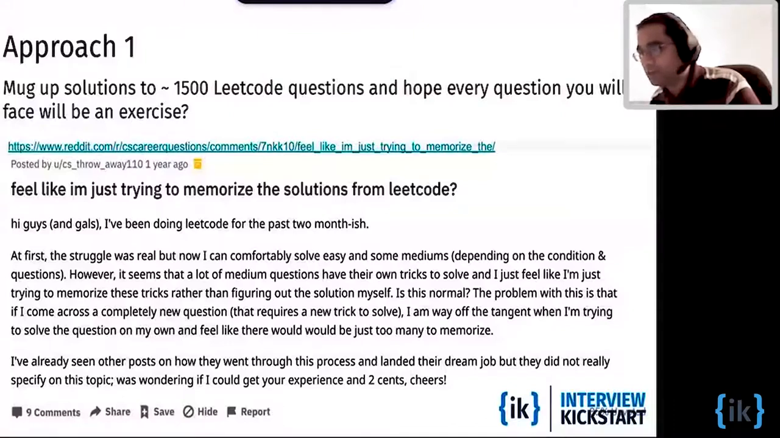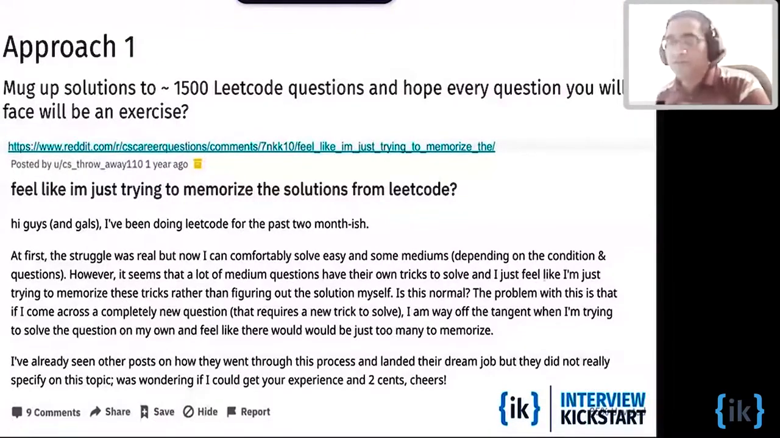The first approach is to prepare in a way that every interview problem is an exercise, right? So we mug up the solutions to the 1500 or so LeetCode questions that there are today, hoping that every question you will see in the interview will be a question that you have seen before. So there's no mystery as far as what the algorithm is. The focus is purely then on how to code it up. And that's the path that many people follow. And it has to be admitted that for some people it does work.